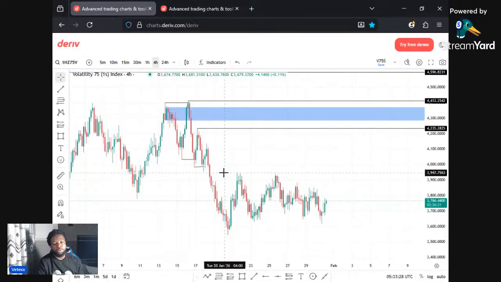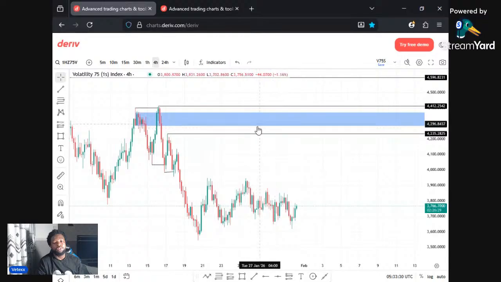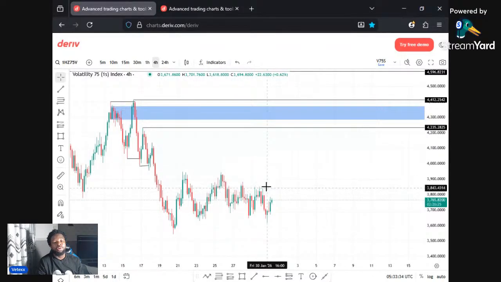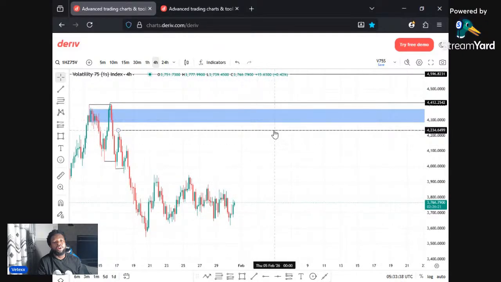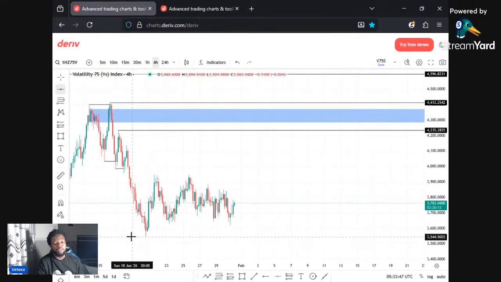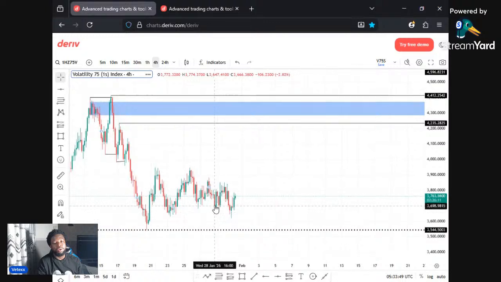So what do you anticipate? You anticipate price to tap into this point of interest and continue to move in the opposite direction. So when price taps into this point of interest on the 4-hour time frame, we can then come to the 15 minutes or 30 minutes time frame and start looking for sells until this 4-hour target is taken out. Then we'll stop looking for sells. Then we'll anticipate another 4-hour structure or 1-hour structure to form.